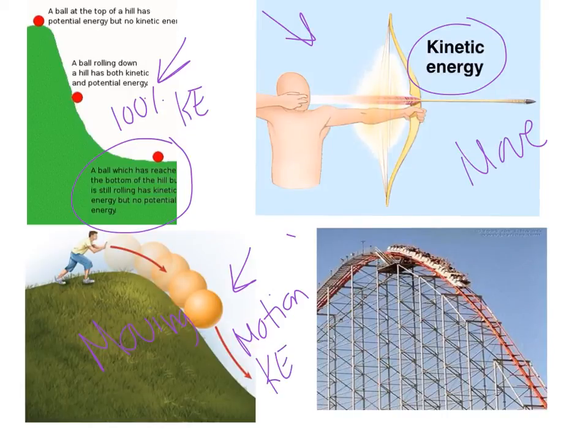Let's look at this last example here of a roller coaster. At this point right up here, it has the most potential. Once it starts to move down the hill, it is now in motion and now has kinetic energy, or it's starting to change into kinetic energy. Let's look at the next slide.